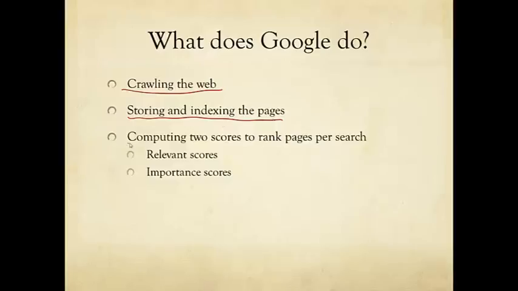And then it needs to compute, in fact, 2 rather than just 1 score, and then rank the pages and display them for each search. 1 score is what we were talking about, the importance score, and that will be the sole focus in today's lecture. But there is also a relevance score. It has to make sure that it doesn't just rank all the 60 billion pages out there for every inquiry. You only rank those that are relevant.